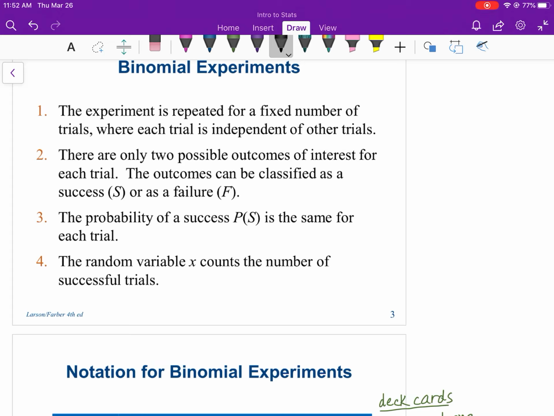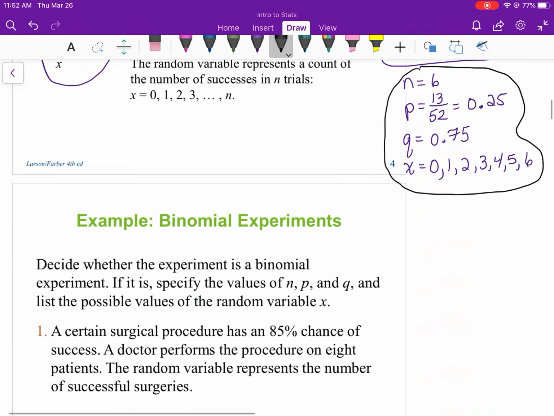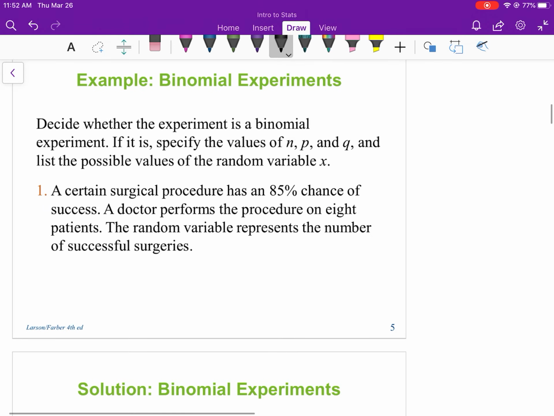Number 2, either the surgery is successful or it's not. The probability of success is the same for each person, and so on. So here we go. This one is going to be a binomial experiment.